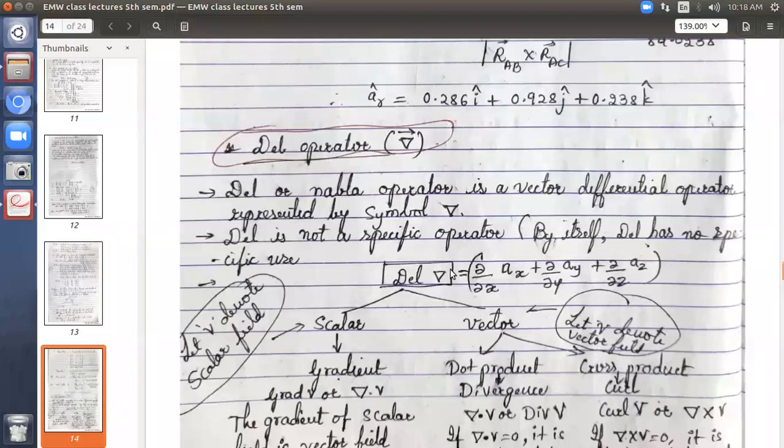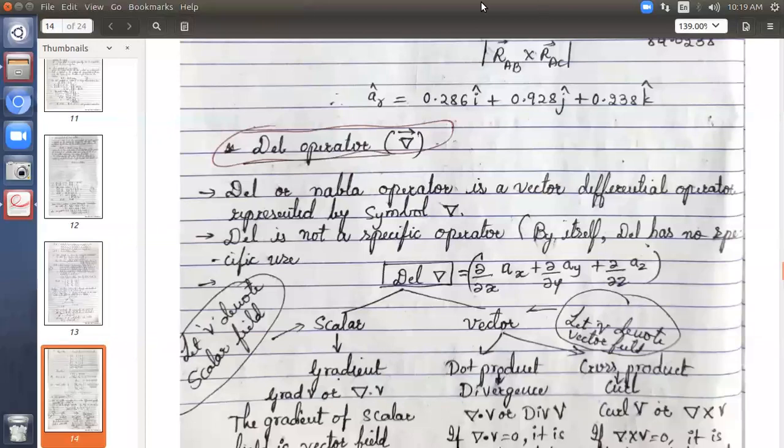And if you associate the del operator with a vector, again there are two possibilities. It can be either a dot product or a cross product. If we denote a vector field, because we have to apply del on a vector, so del dot v, we call it divergence. And if it is a cross product, del cross v, it is called the curl.